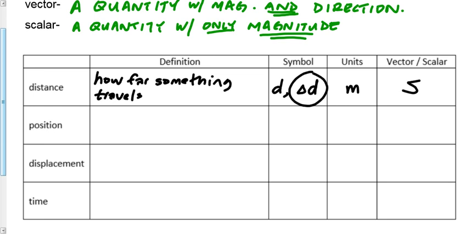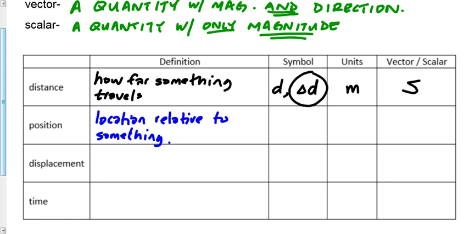Let's define our second term here. Position. Position is a location relative to something. There's a couple differences here. One, it's relative to something. Distance isn't, right? Distance is just, this is how far I went. My position has to be relative to something.